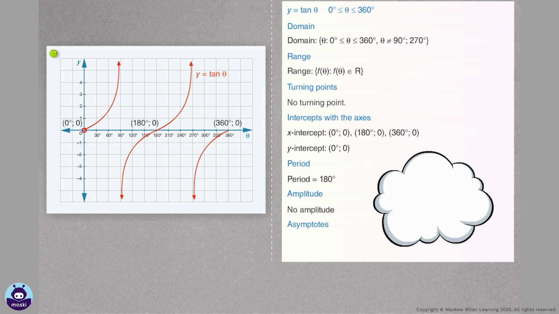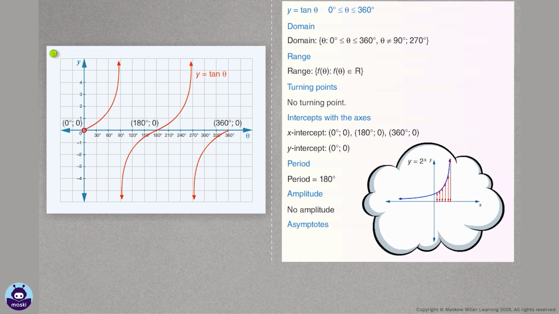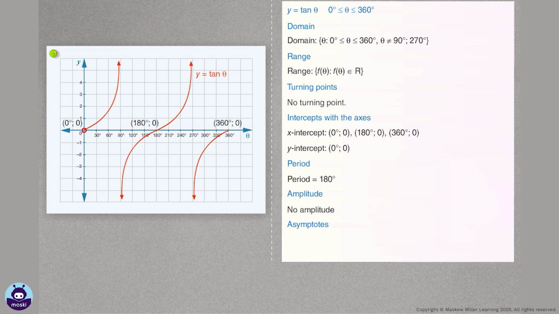Asymptotes. If the distance between a line and the graph of a function approaches 0, but the two never intersect, then the line is known as the asymptote of the function. The tangent function has one such asymptote at theta equals 90 degrees. The other asymptote is theta equals 270 degrees.